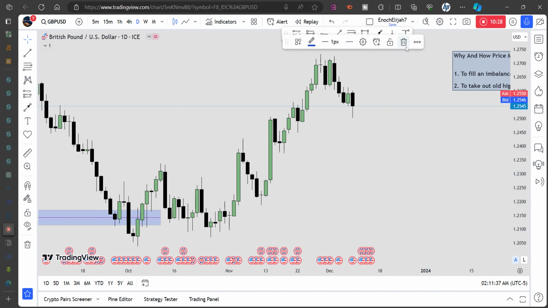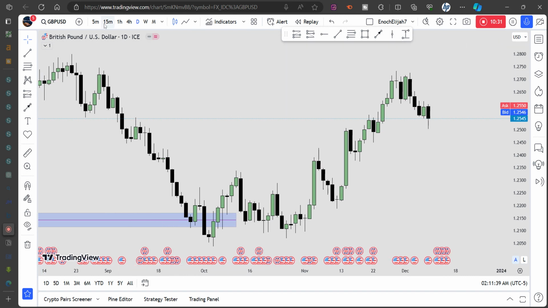Now, in your TradingView, at the top here, it'll be something like 5M, 15M, 1H, 4H, D, W, M. The M stands for month, the W stands for week. It is short form of weekly, monthly time frame. M is short for month, W short for week, right? And the D is short for day.